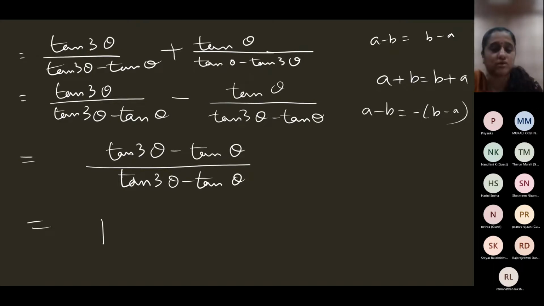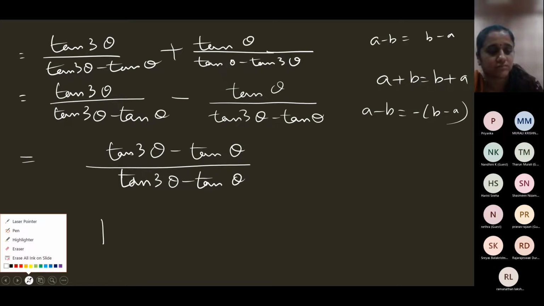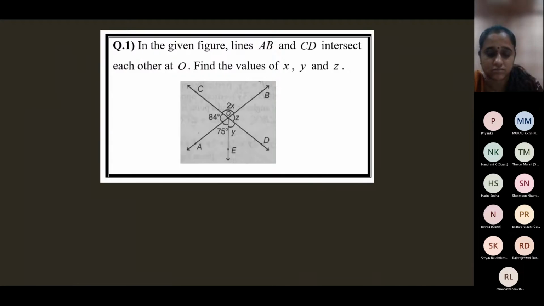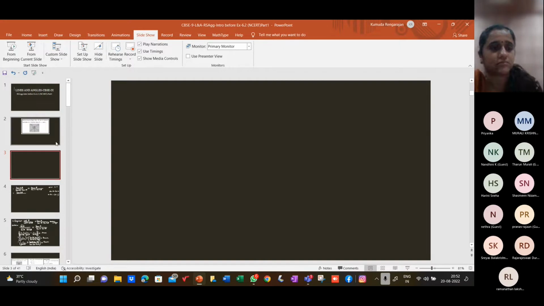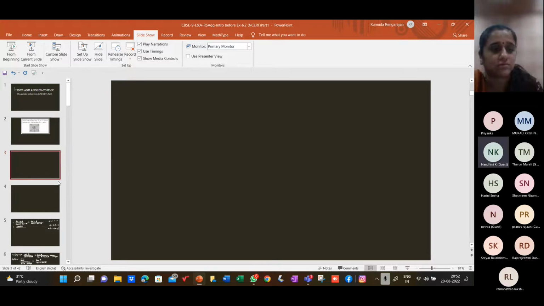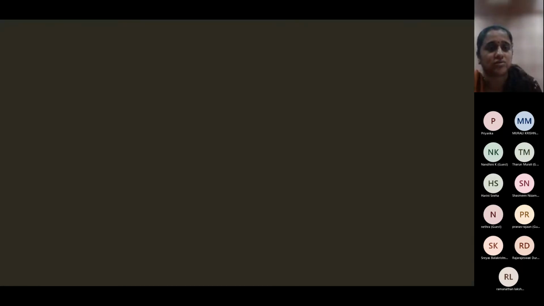Okay, so what have you learned in coordinate geometry, children? Distance formula, section formula, and midpoint formula. Okay, then centroid. How to find the coordinates of the centroid?